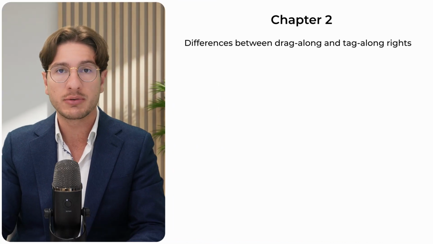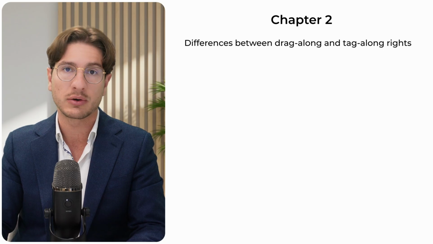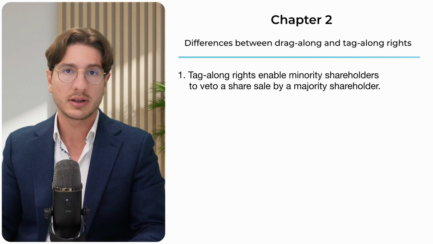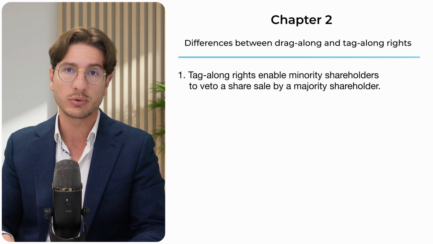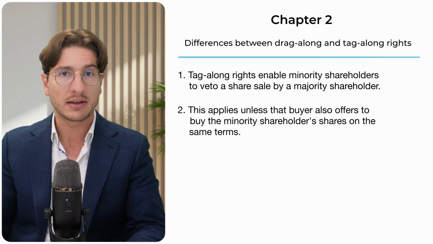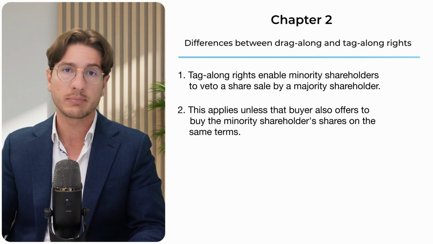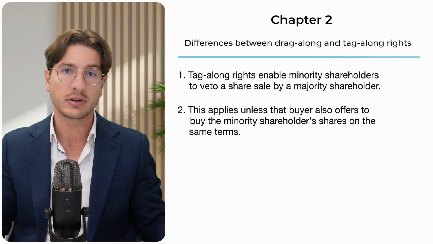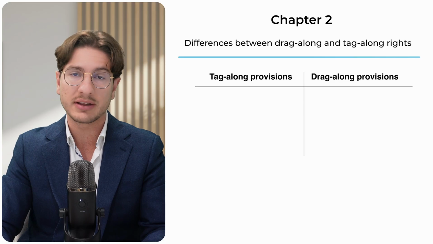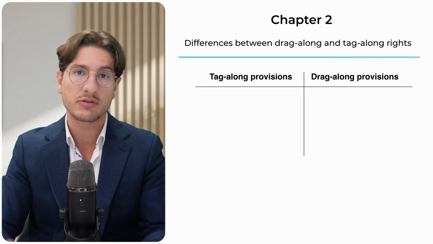Fantastic. Moving on to chapter 2, which is the differences between drag-along and tag-along rights. So we've just discussed drag-along, so now let's define tag-along rights. In short, they enable minority shareholders to veto a share sale by a majority shareholder unless that buyer also offers to buy the minority shareholder's shares on the same terms. Okay, so let's run through the key 3 differences between tag-along and drag-along provisions.